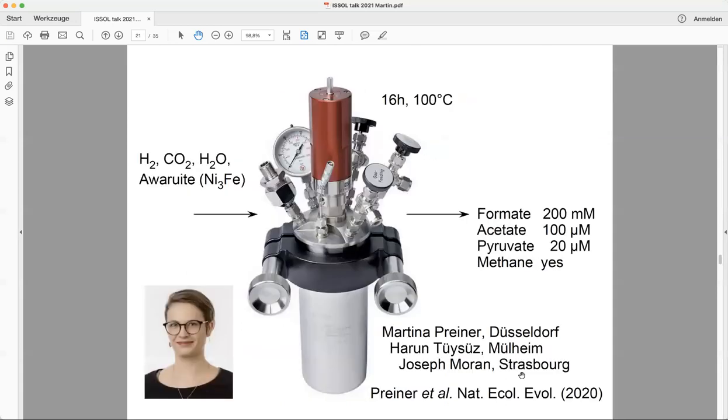So that's the reaction. That's the reactor. H2, CO2, water in the presence of awaruite, 16 hours, 100 degrees: formate, acetate, pyruvate, and methane. The only compound that is not an intermediate in the acetyl-CoA pathway is methanol. We're not just getting these compounds among others; these are the main compounds we get. This reaction is a phenocopy of the acetyl-CoA pathway. It's actually amazing. So that's been published.